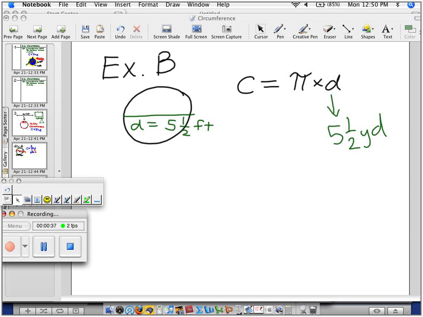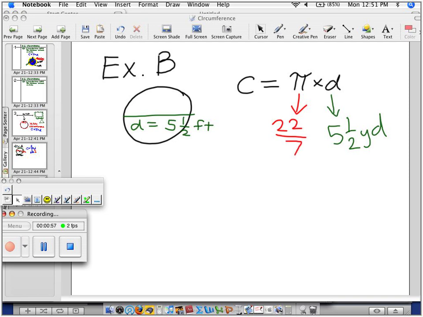In example A, I said pi is always equal to the decimal 3.14. There is another fraction out there that is exactly the same as 3.14. Let me give it to you. Pi is also a fraction, 22/7.